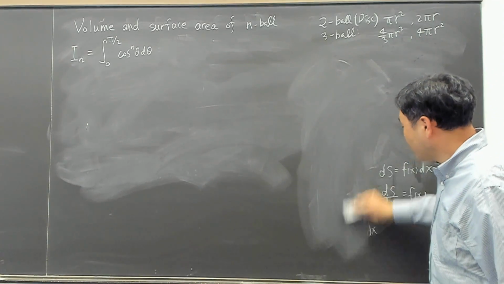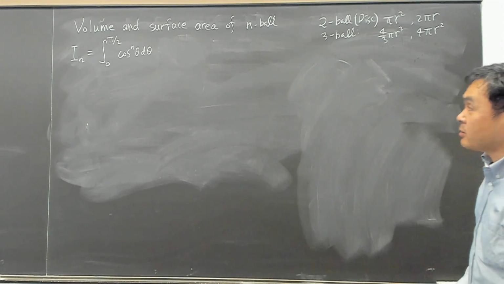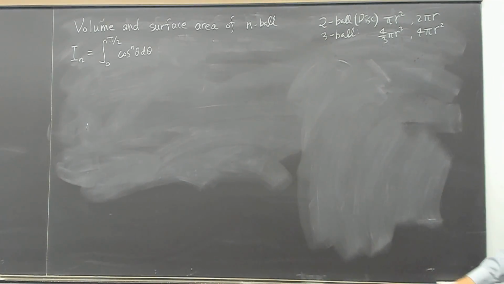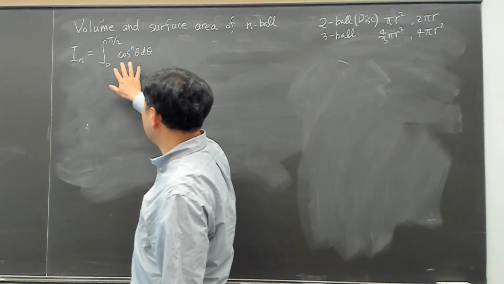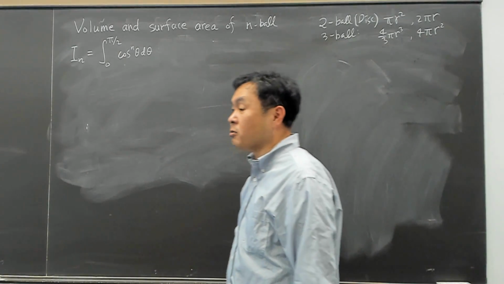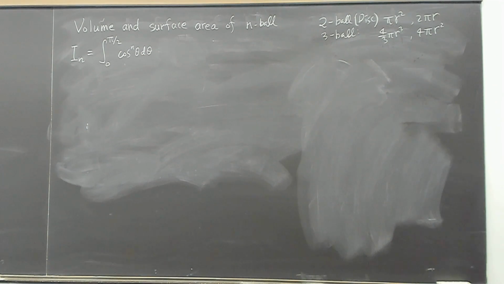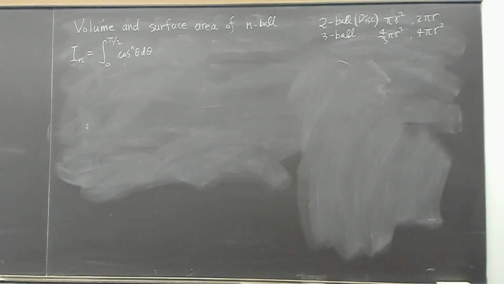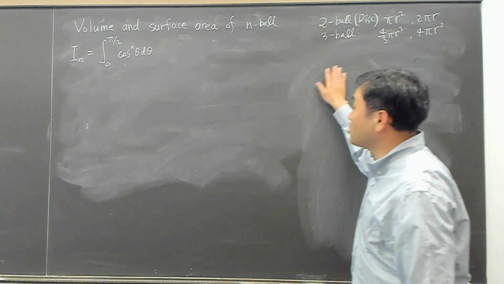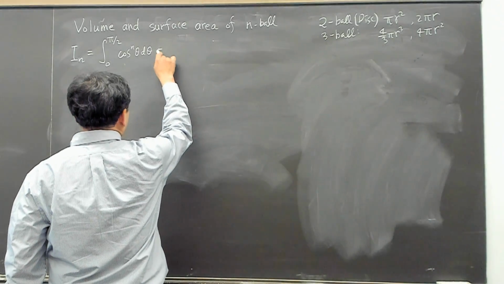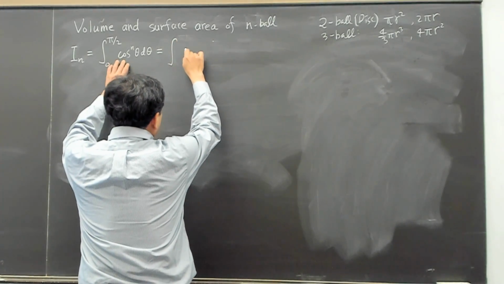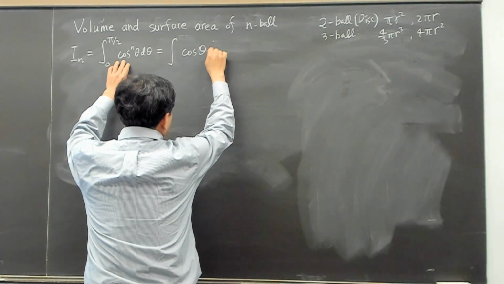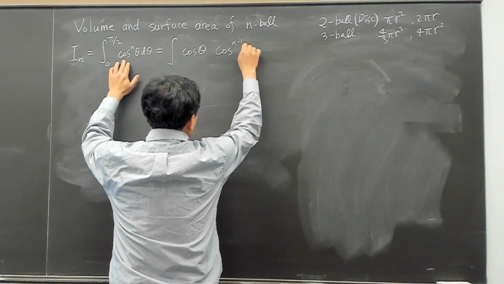Before we move on, I want to show you how to calculate the integral of cosine to the nth power of theta, because if you do the calculation, the only challenging part is that integral. Once you know how to calculate that one, the other parts will be a lot easier. First, break up the cosine nth power as cosine theta times cosine to the n minus 1 power.